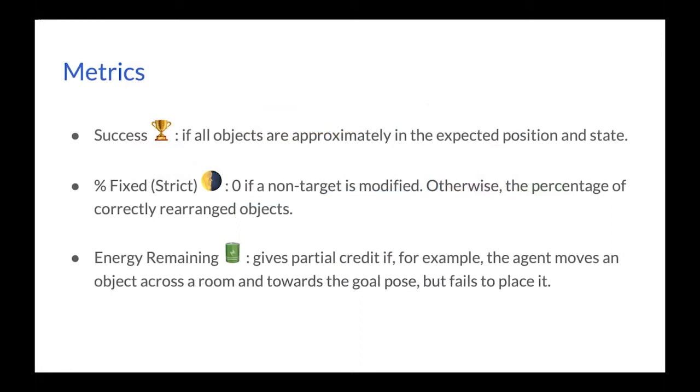We defined a number of metrics for this task. One metric is success. An episode is considered successful if all objects are approximately in the expected position and state. Also, we have what we call percent fixed. If we move a non-target object, it gets a zero score. Otherwise, it receives a percentage, basically a partial credit. And also we define energy remaining, which gives partial credit if, for example, the agent moves the objects close to where they should be.